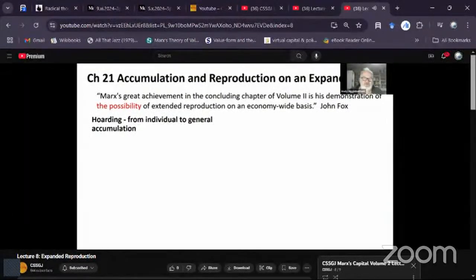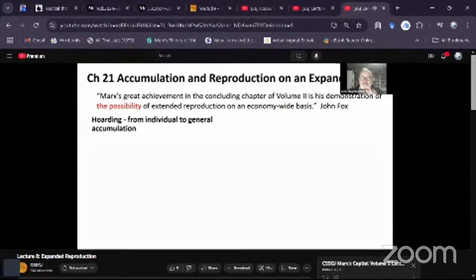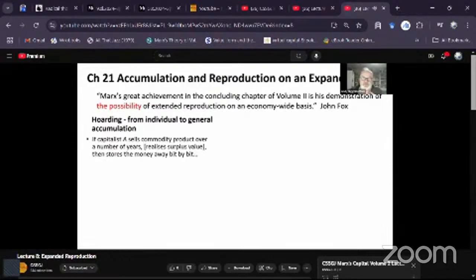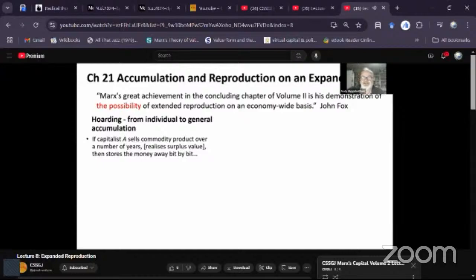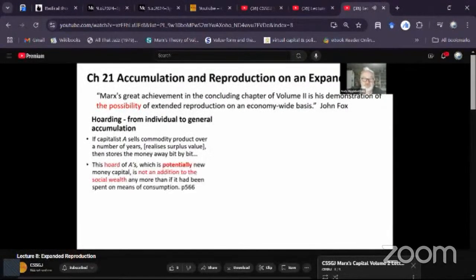His own introduction to this section, he really starts with hoarding. I agree with John Fox, right? His commentary on this is good, I think. How on earth does it work at all, in a way, is what he's saying. And Marx shows that it is possible for it to work, only possible, right? And one of the things that Marx starts with is the question of hoarding.